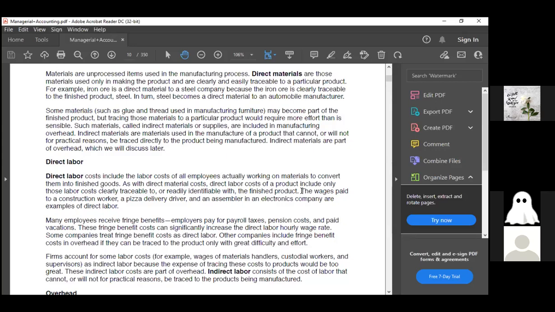So what they say here is, let's say the wages paid to a construction worker, a pizza delivery driver, and an assembler in an electronics company are examples of direct labor. Pizza delivery driver, in case it's a pizza shop. So if it's a pizza shop, the pizza delivery driver is direct labor. The construction worker for a construction company is direct labor, or the assembly plant worker or assembler in an electronics company that works on the manufacturing line is an example of direct labor.